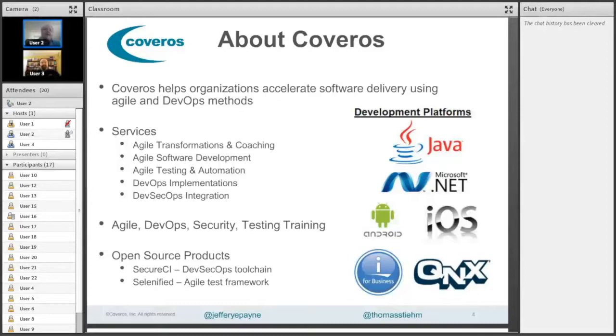Today, we're going to be talking about leveraging open source tools into DevOps, so for DevSecOps. And with that, I'm going to turn it over to Tom to start talking about his techniques and approaches for doing that. Tom?